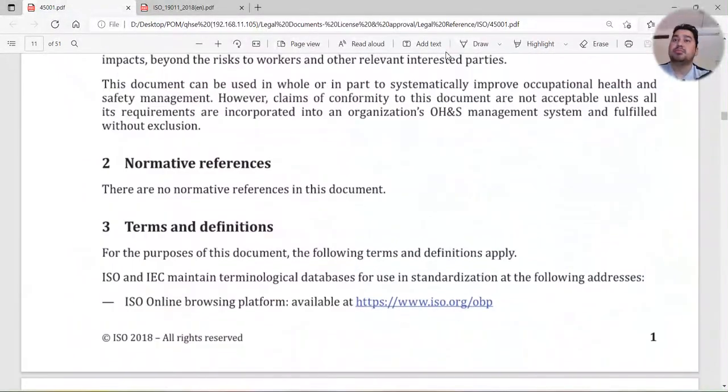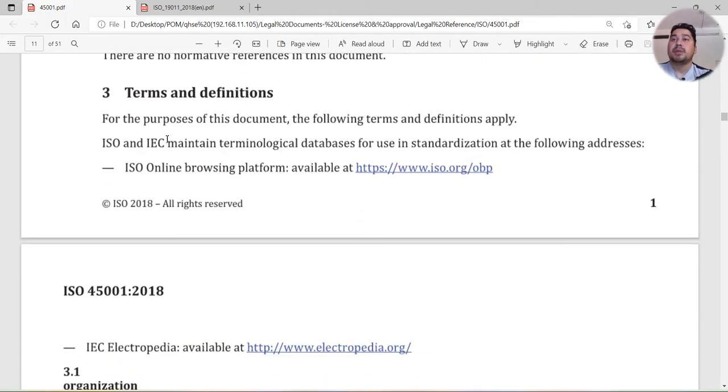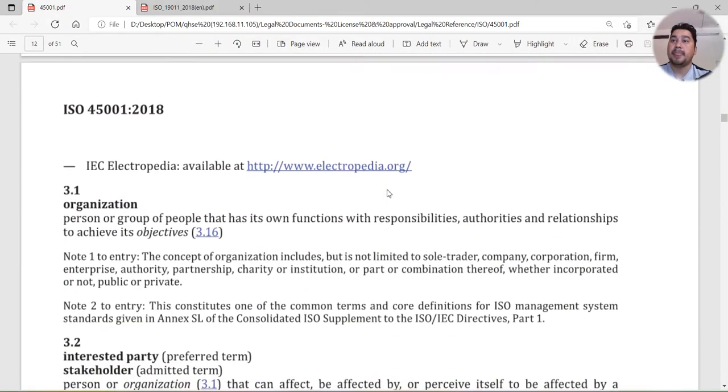After that we have clause number 2, normative references. There are no normative references in this document. After that we have clause number 3, terms and definitions. For the purpose of this document, the following terms and definitions apply. ISO and IEC maintain terminological databases for use in standardization at the following addresses. ISO Online Browsing Platform is available. So this is the website of ISO. You can get more information if you need.